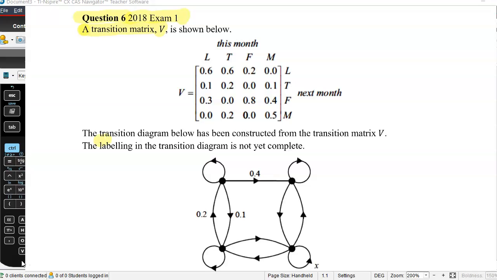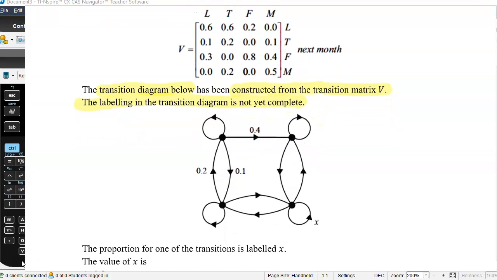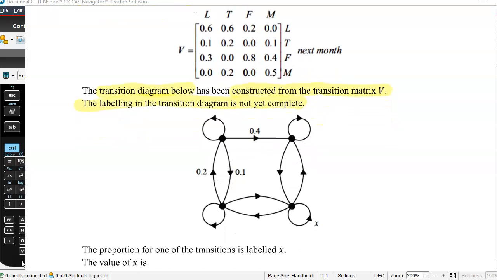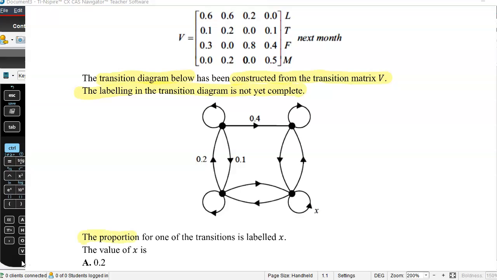The transition diagram below has been constructed from transition matrix V. The labelling in the transition diagram is not yet complete. So you can see here that there's gaps we don't know, or they haven't put in all of those. We are asked the proportion for one of the transitions labelled X. The value for X is.